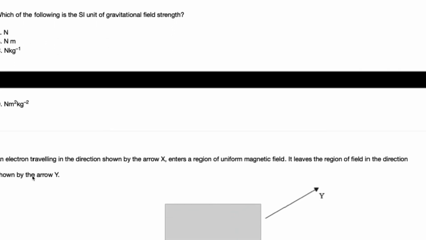Which of the following is the SI unit of gravitational field strength? So it's gonna be equal to force on a mass, which is equal to Newton over kilogram. So Newton times kilogram to the power of -1. C is the answer.